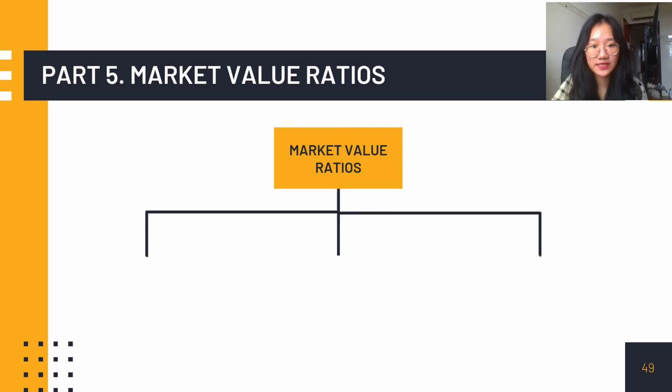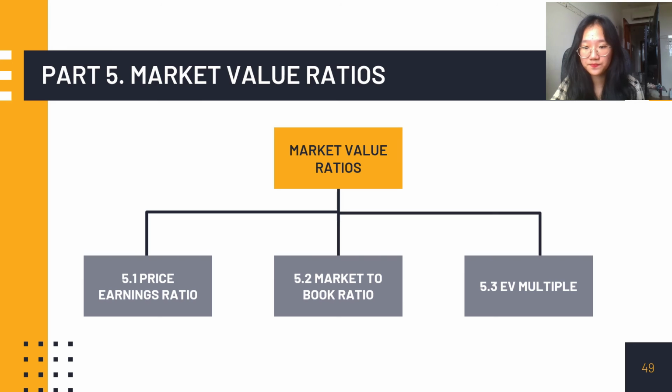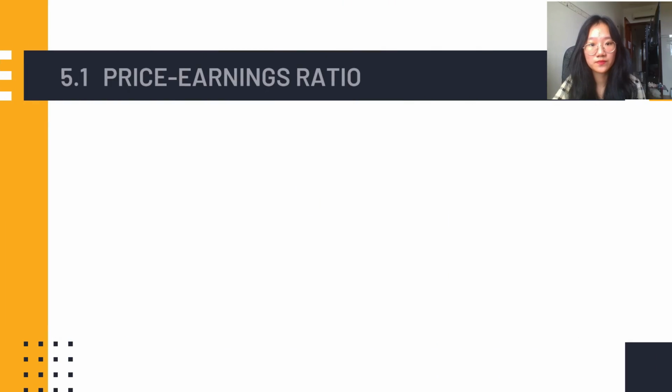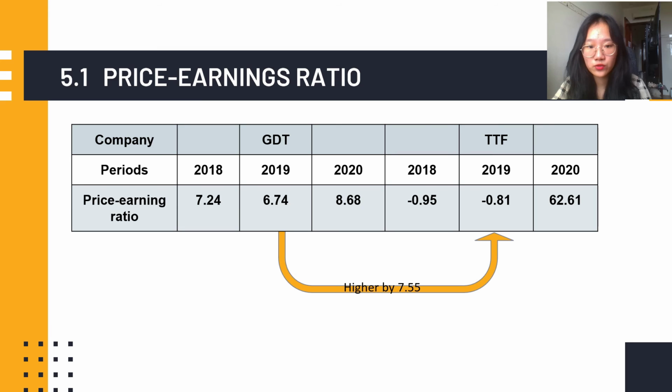So the next part is the market value ratio. We have three figures: price earning ratio, market to book ratio, and enterprise value multiple. At the onset, it is clear that the price earning ratio of Đức Thành joint stock company is significantly higher than that of TTF, except for a certain leap in the ratio of TTF. For example, in 2019, the figure is higher by 7.55 than the TTF.